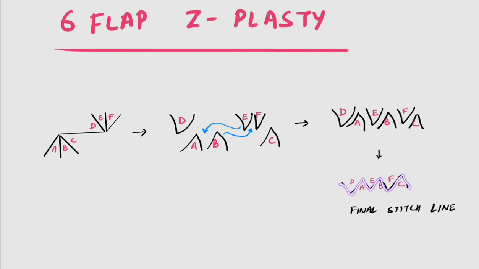You can remember the positions of each flap by simply writing them in sequence, such as A, B and C, with in between flaps of D, E and F.